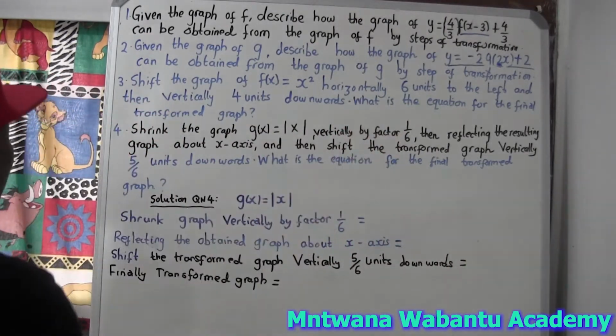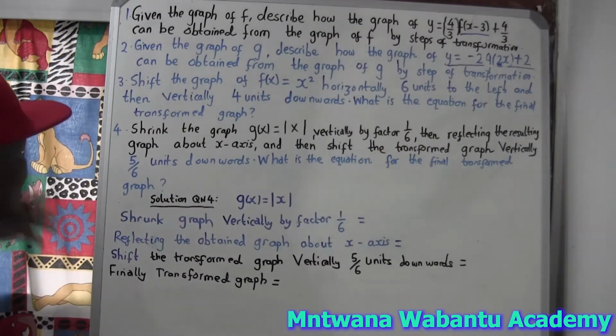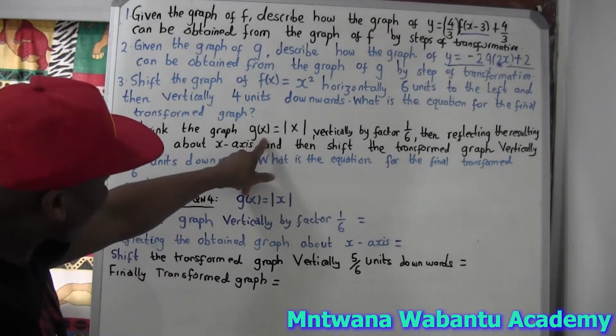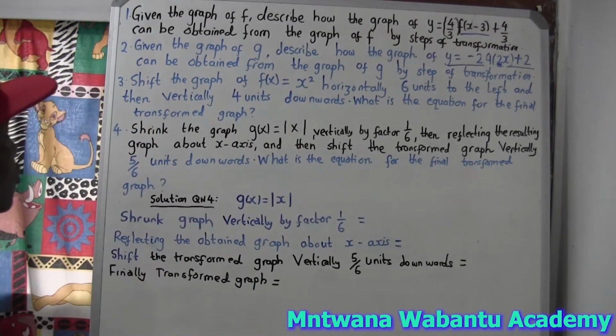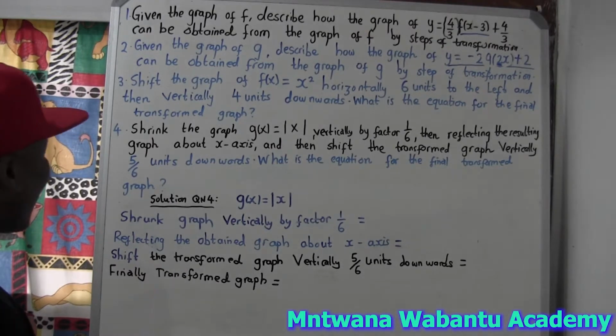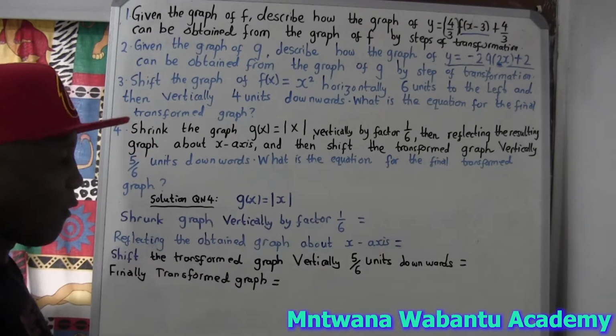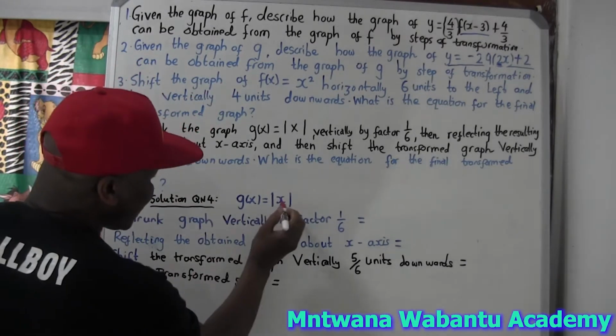Let's get started. Now question number 4. Shrink the graph of g of x equal to the absolute value of x. What do they want you to do? They give you g of x, and say shrink the graph vertically by a factor. So what are you going to shrink? I'm going to take this and shrink.